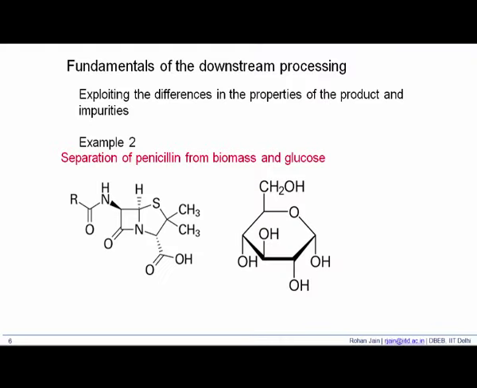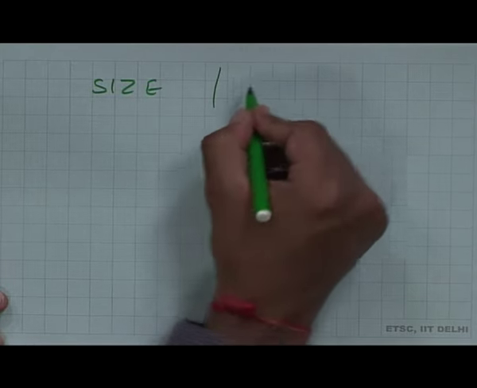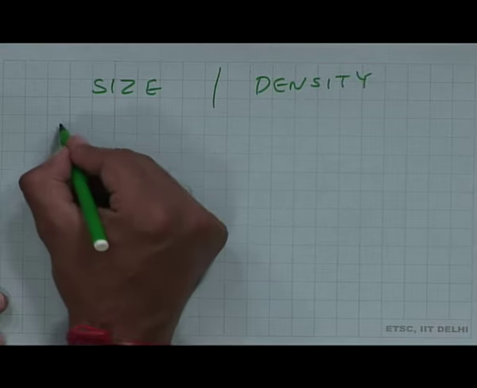Okay. Now comes a little bit more challenging one. We have seen how we can separate penicillin from biomass. Now, we have to see how we can separate penicillin from glucose. So, last time we used either size or density for separation of penicillin from biomass.